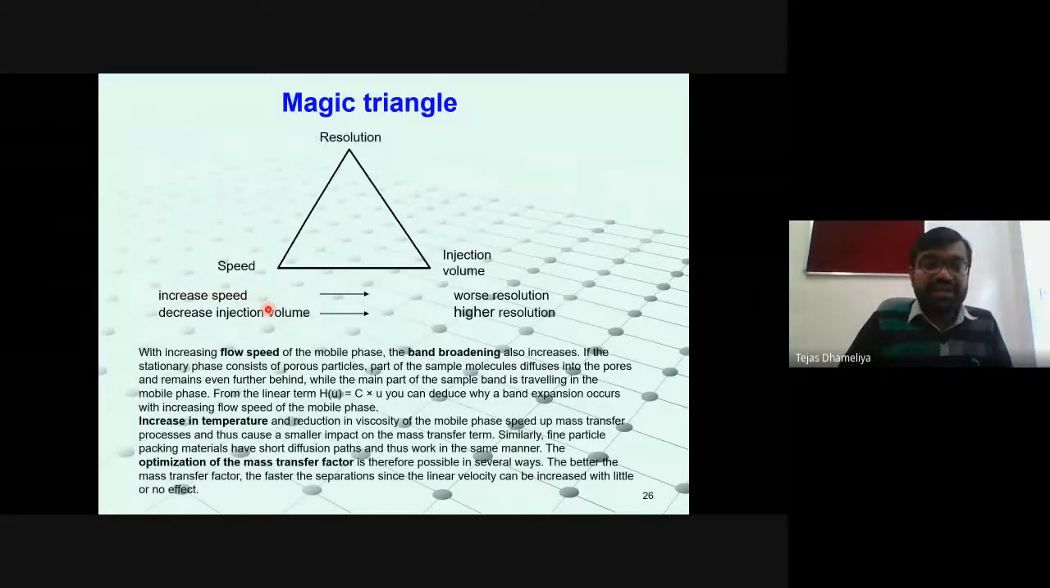This is one of the diagrams correlating resolution with speed and injection volume. So one way we can understand is that if your speed is higher, it is not the case that you will get the best separation. If your speed is optimum, then you will obtain better resolution. Secondly, if your injection volume is higher, then you will also obtain poor resolution.